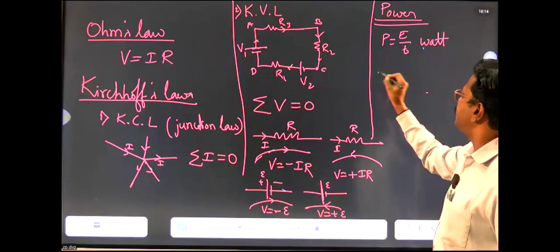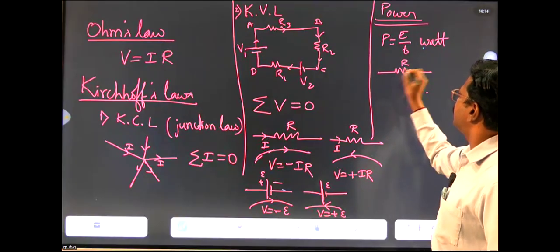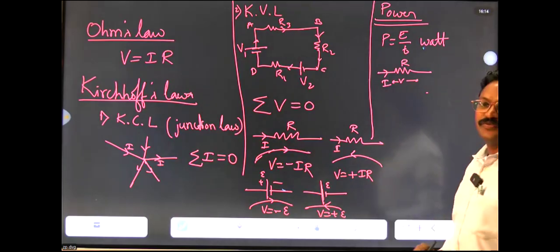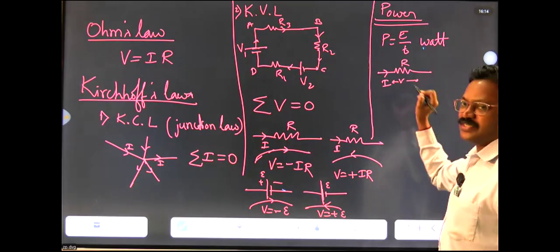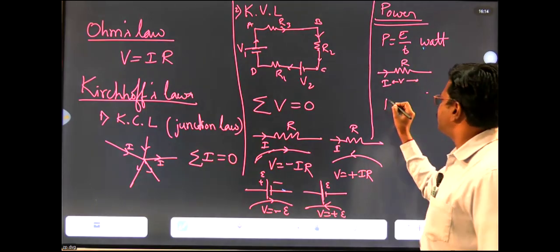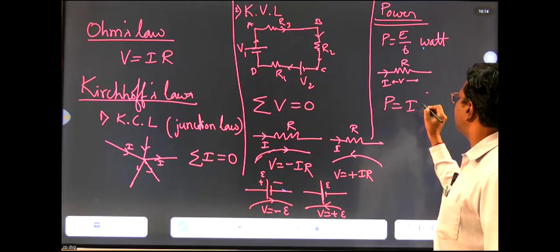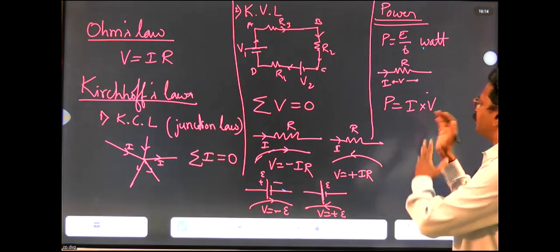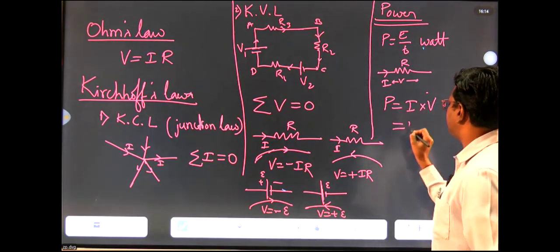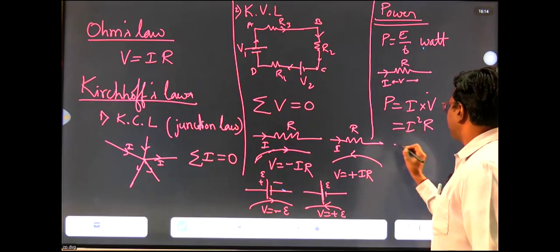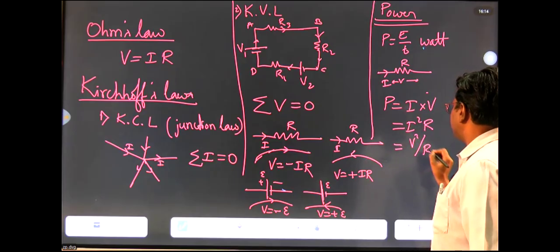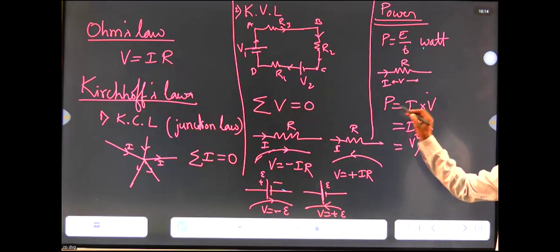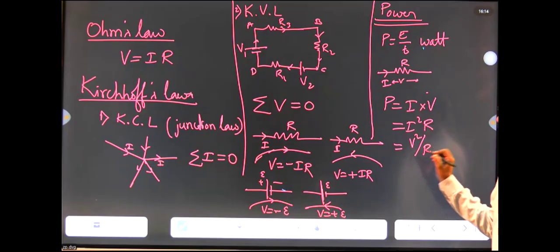So electrical power: if there is a device which has some resistance, the current flowing is I, and the potential difference across the resistor is V, then what is the power consumed by this resistance? The power consumed by the resistance is given by P is equal to the product of current into voltage, P is equal to I into V. By using Ohm's law, this can also be written in other forms, such as P is equal to I square into R, P is equal to V square by R. So these are various expressions for power. Power can be expressed in terms of product of current into voltage, I square into R, or V square by R.